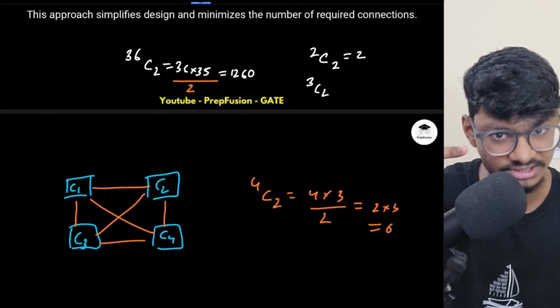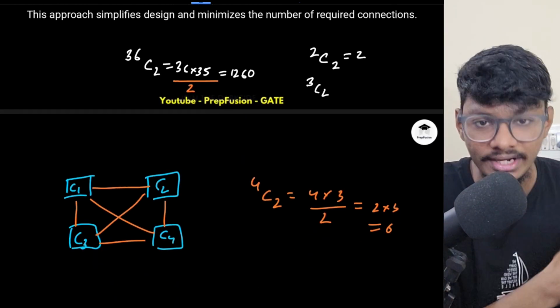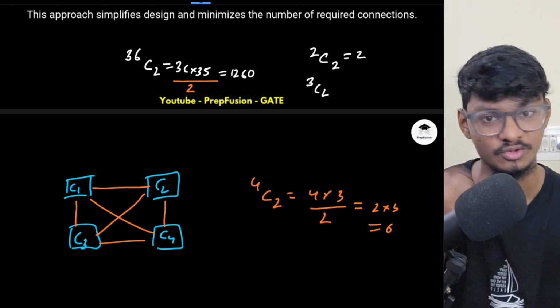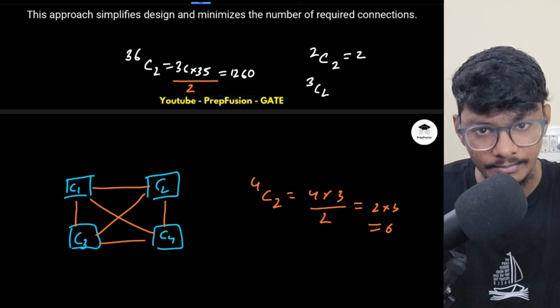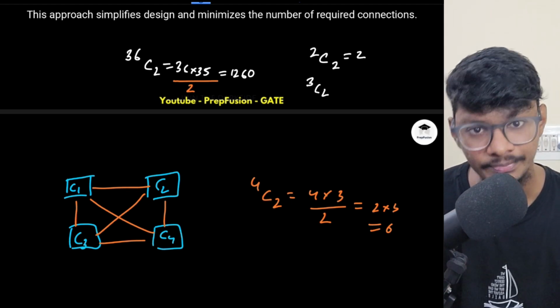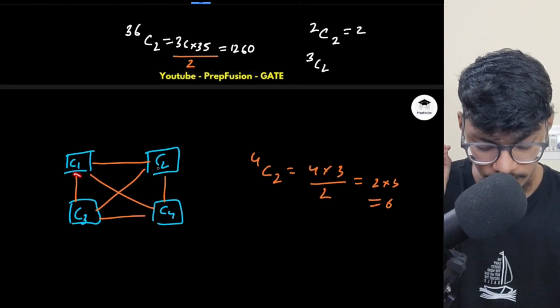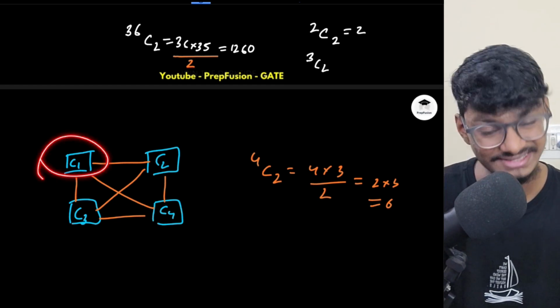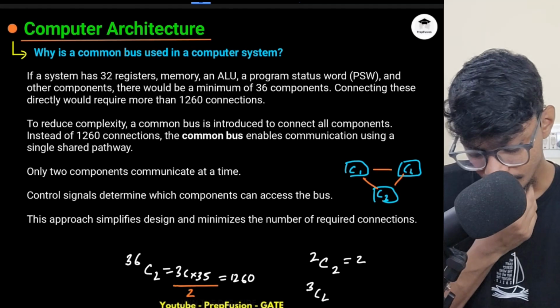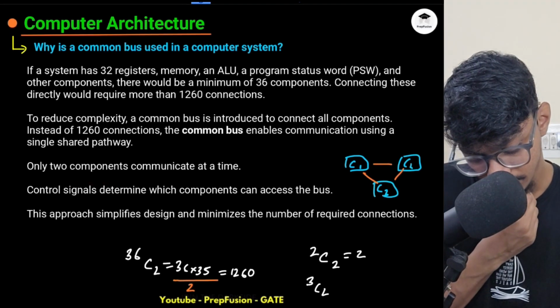Only two components can talk. In a newer architecture, things can be different, so don't come to the comment section and blame me, saying sir, you got it wrong. I am just giving you an example. Obviously, when we implement, things will change. I am giving you a simplistic view that at once only two components can talk. One will send the data, another one will receive the data on the common bus. Only two components communicate at a time.